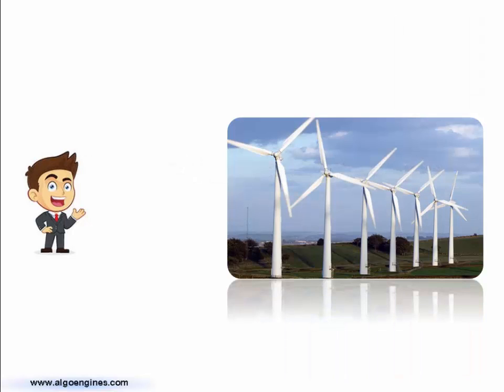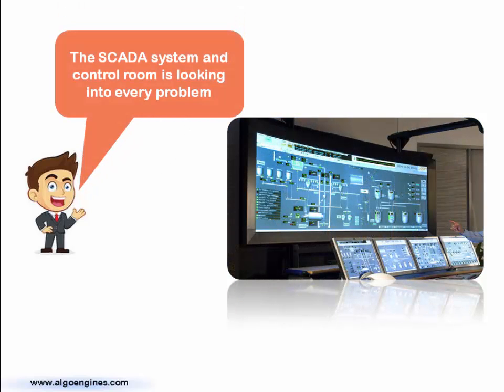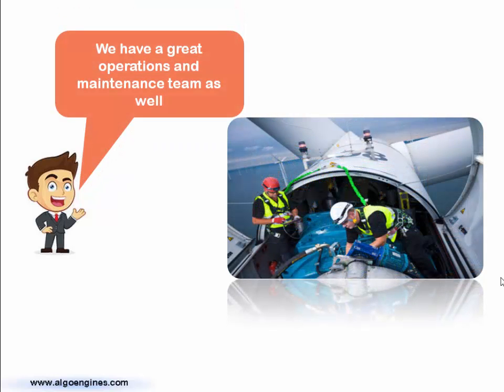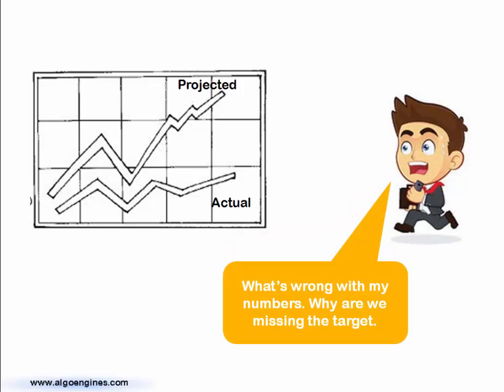Meet Mr. Smith. He is the proud owner of a brand new wind farm. All his back-end systems are up and running smoothly. He even has a qualified team in place to maintain his turbines. But wait, why is he falling behind projected generation? He is clearly failing to meet with his calculated budget.